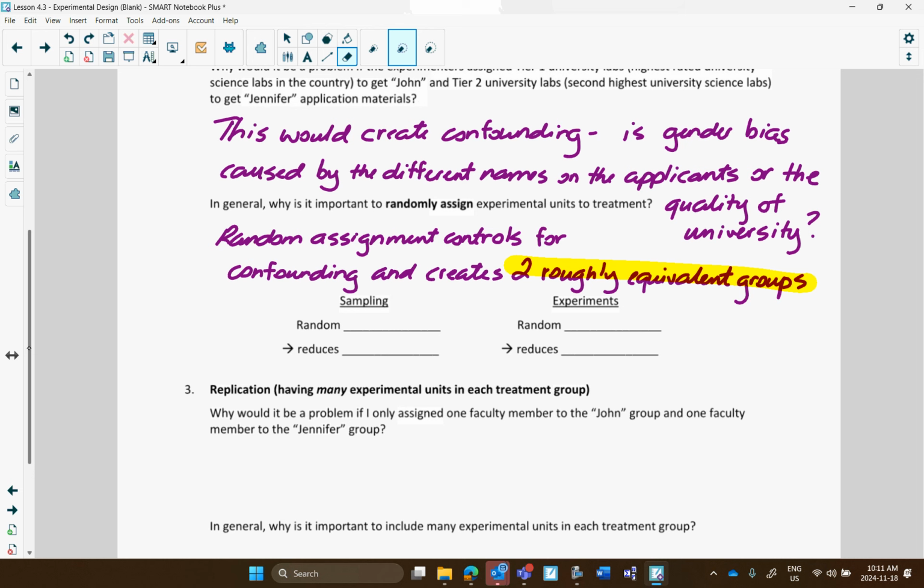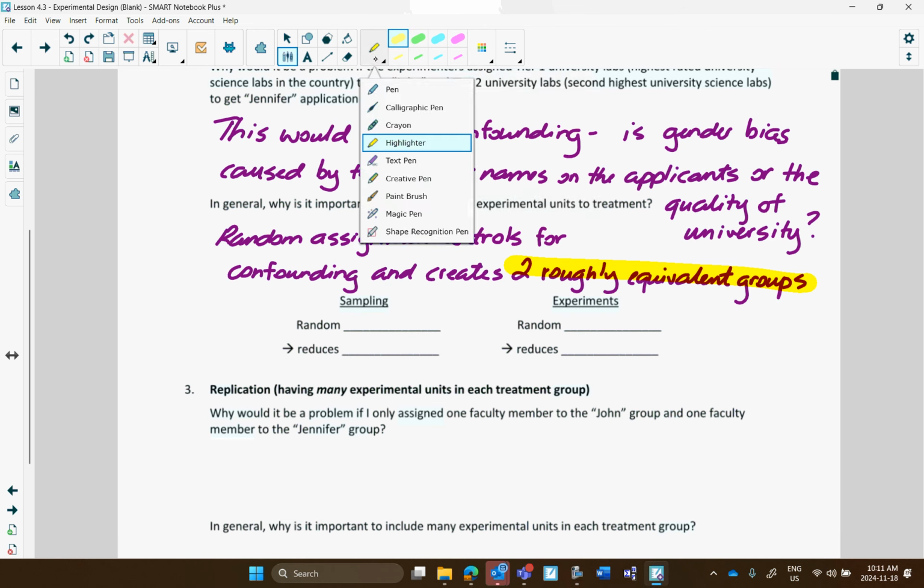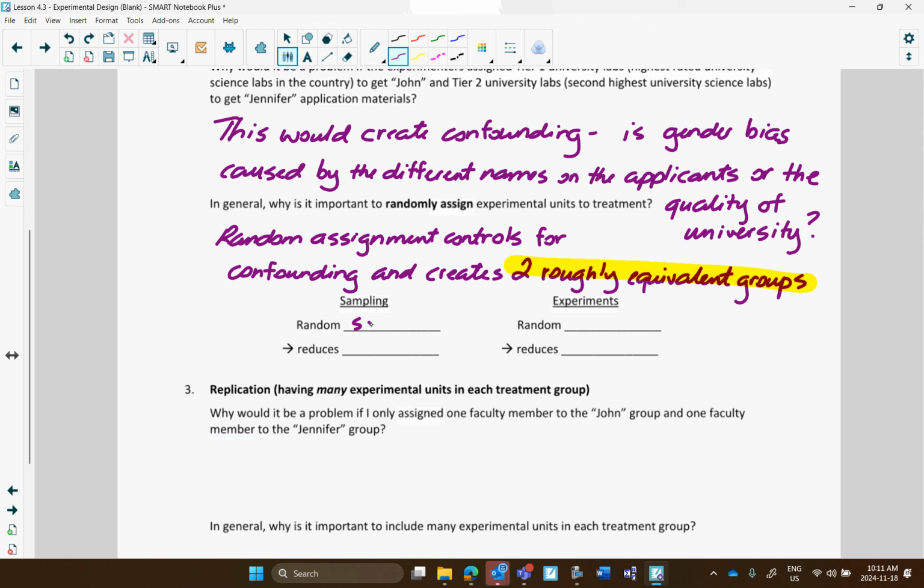So just to know the difference between observational studies, if we're sampling, and experiments. Okay? If we're random sampling, it reduces bias. If we're randomly assigning, it reduces confounding. So that's the second one.